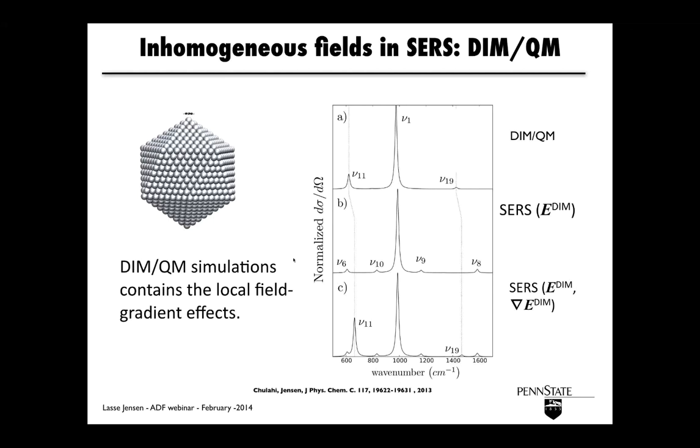So in a DMQM calculation, all the interactions between the molecule and metal nanoparticles are naturally derived, even for these atomic type systems where you have very inhomogeneous electric fields, which play an important role in determining selection rules in surface enhanced Raman scattering.